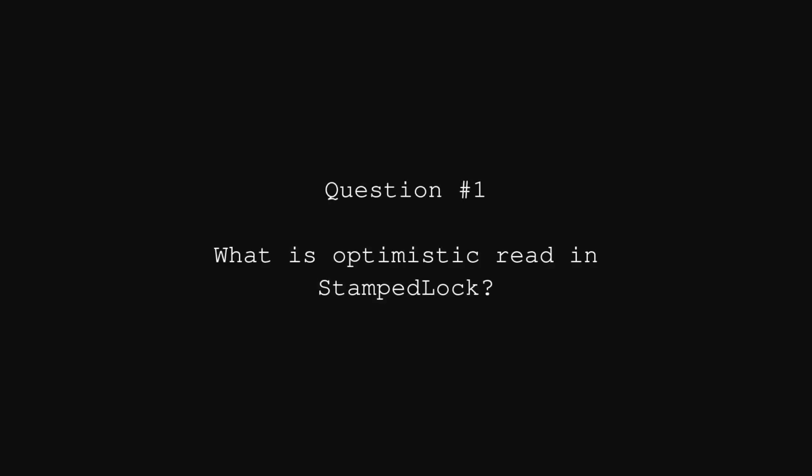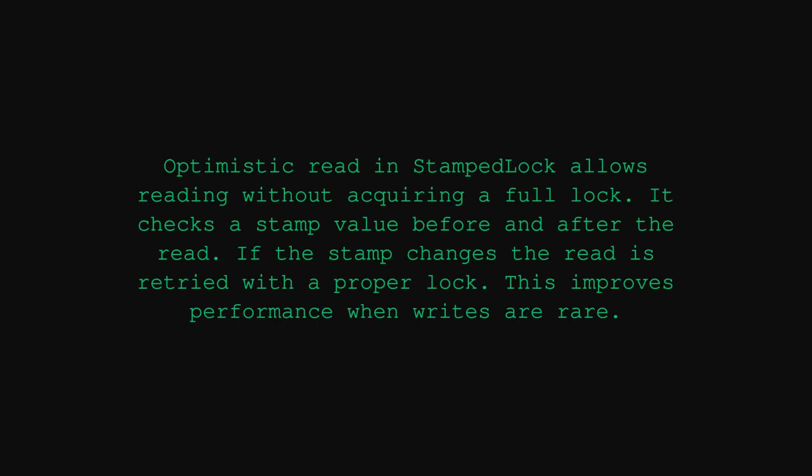Here's a Java interview question. What is optimistic read in StampedLock? Optimistic read in StampedLock allows reading without acquiring a full lock. It checks a stamp value before and after the read. If the stamp changes, the read falls back to a proper read lock. This improves performance when writes are rare.